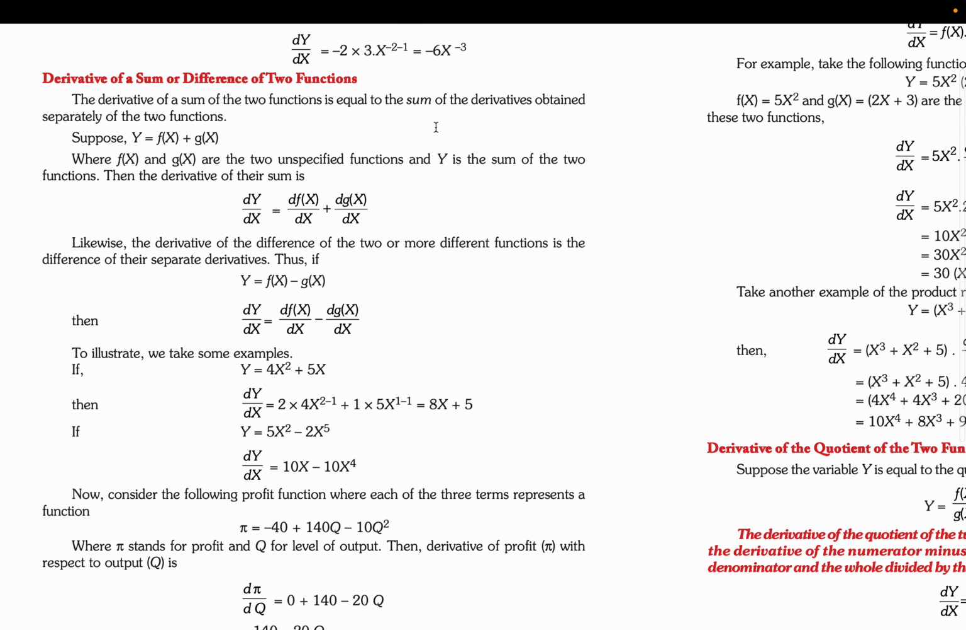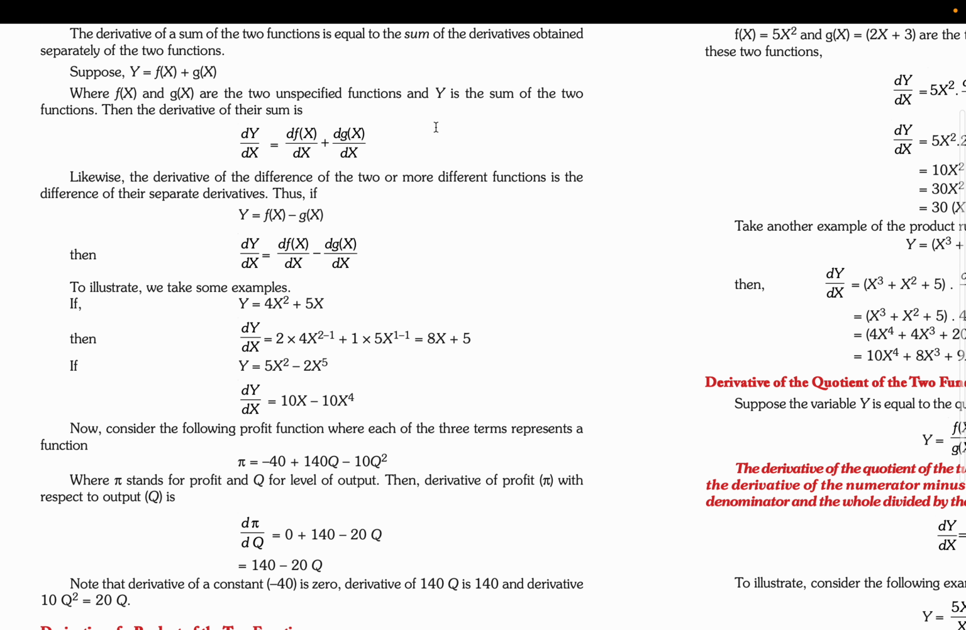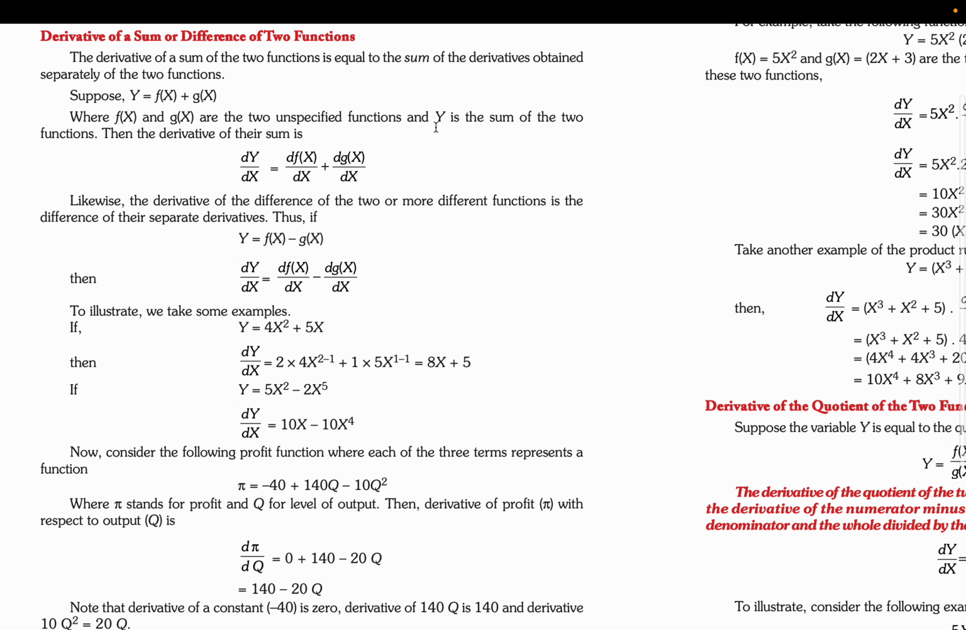Derivative of a sum or difference of two functions. The derivative of a sum of two functions is equal to the sum of the derivatives obtained separately for the two functions. Now this is important, especially if you don't remember derivatives. So suppose y is f of x plus g of x. So f of x and g of x, both of these are functions, by the way. Usually functions are represented as f of x, but g of x is also a function.